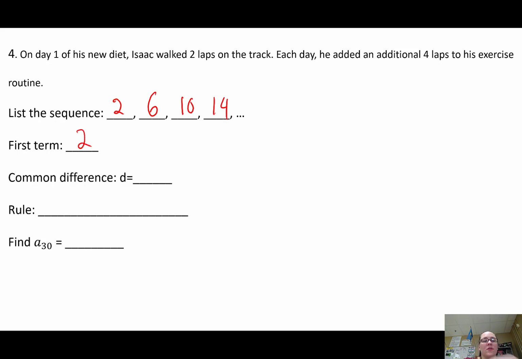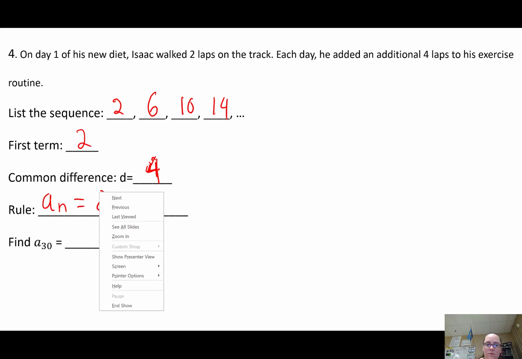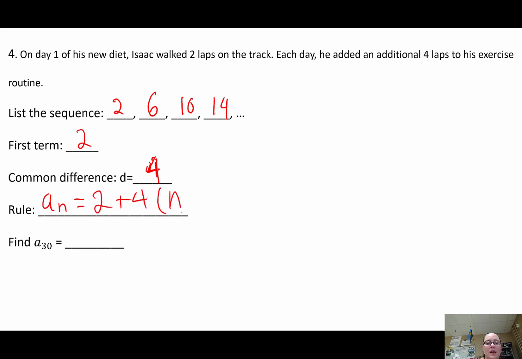Well, 2 laps. His very first day, he walked 2. How am I going each term? Well, I'm adding 4, right? He tells us we're adding 4 laps each day. So my rule would be, or the equation, a sub n is equal to my first term, 2, plus 4 times n minus 1. Now all we want to do is find the 30th term. So now we're going to plug in 30 for n.